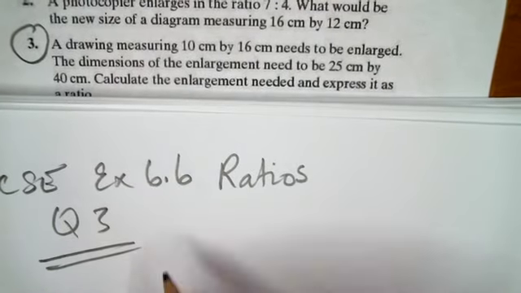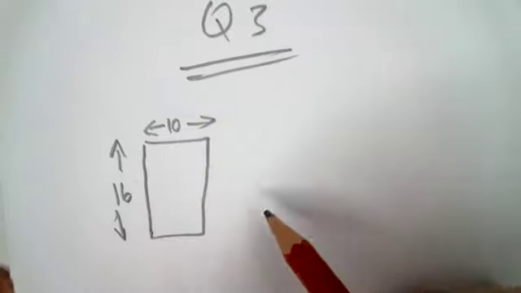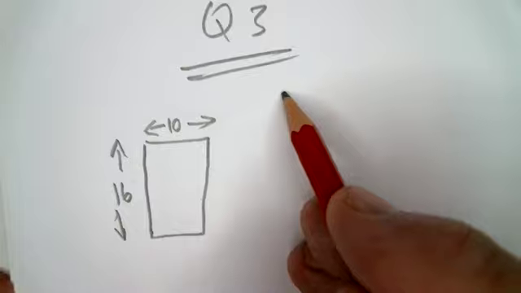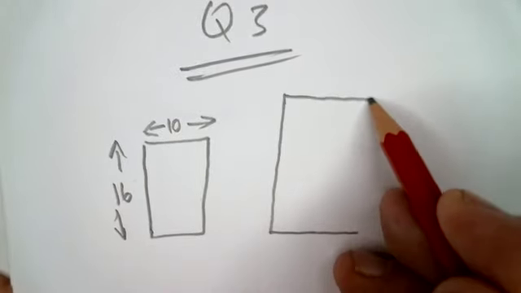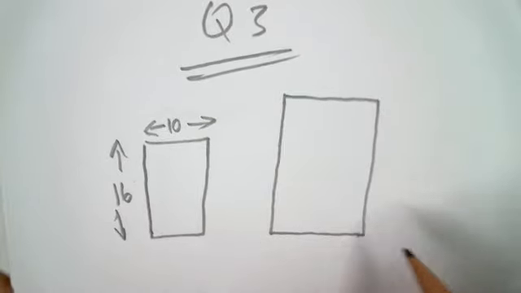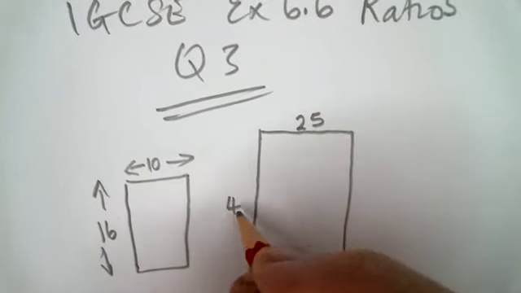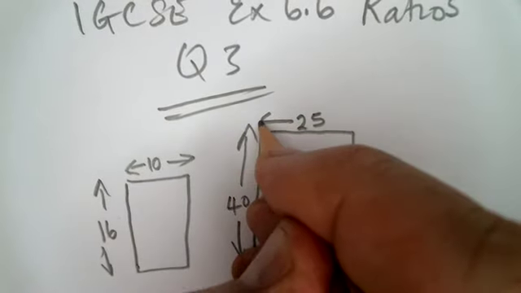And it says the dimensions of the enlargement need to be 25 by 40. So 25 by 40. So across now, it's not going to be 10. And by the way, this is not to scale, okay? This is now 25, and this is 40 high. So we've certainly enlarged it.